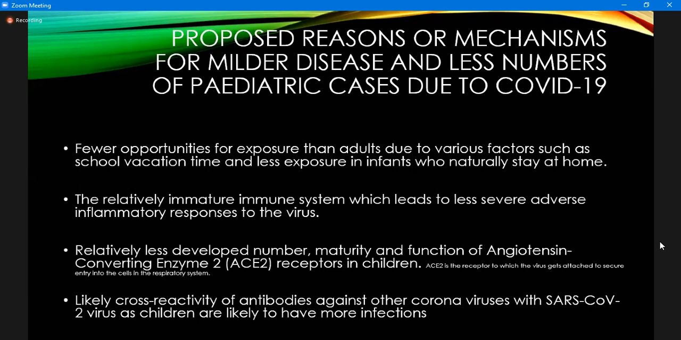Thirdly, the relatively less developed number, maturity, and function of the angiotensin converting enzyme 2 receptors in children. We all heard that this is the receptor to which the virus attaches to secure entry into the cells in the respiratory system. Fourthly, the likely cross-reactivity of antibodies against other coronaviruses with the SARS-CoV-2 virus, as children are likely to have more infections compared to adults.